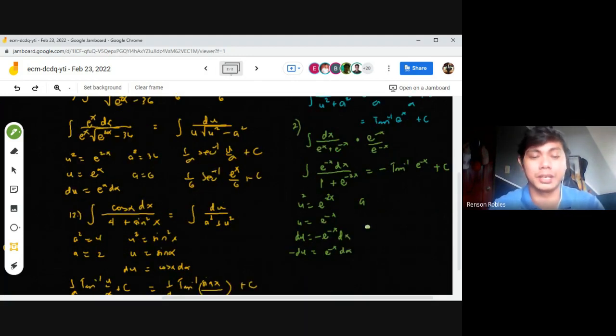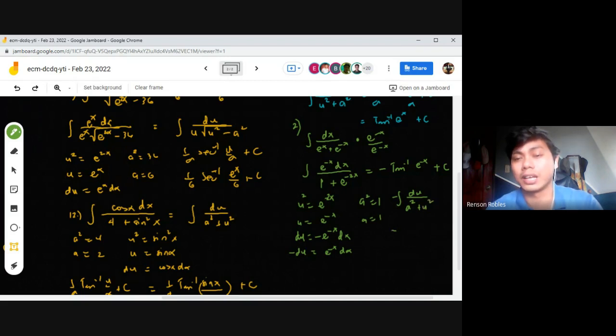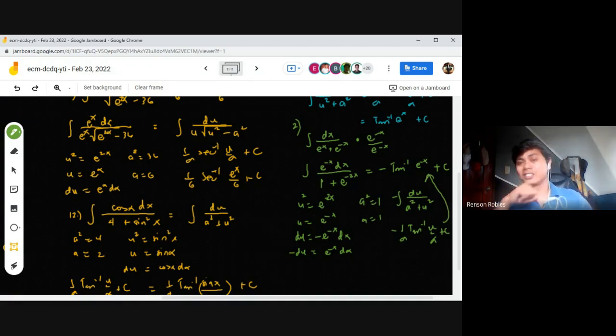And then obviously a squared is 1 and a is 1. The change of variable, e to the negative x dx is negative du over 1, that's a squared, plus e to the negative 2x is u squared. Integrate, negative 1 over a, arctangent u over a plus c. And then write it back to the original variable, you got the answer, negative arctangent e to the negative x plus c, because a is 1. You'll have here 1 over 1, e to the negative x over 1.